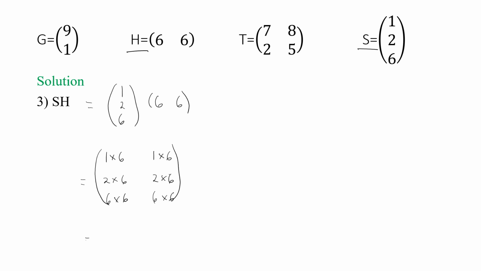So our final answer here should have been, let's see, here we will have 6, here we should have 12, here we should have 36. And since the two columns are the same, then here we will have, guess what, 6 again, 12 again, and 36. Because this is what we get when we multiply this here, and of course when we multiply here, we get that too. So this is matrix SH. And as we foresaw, it is a 3 by 2. 3 rows, 2 columns.